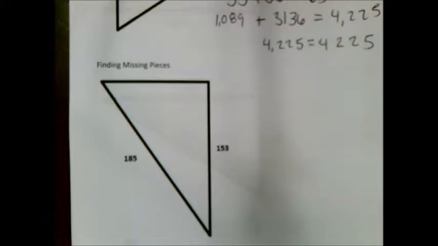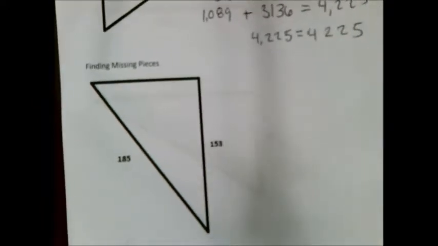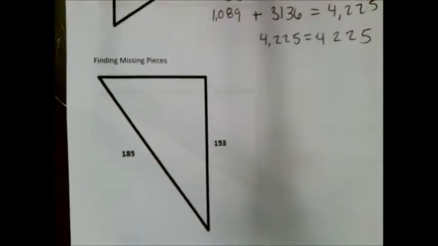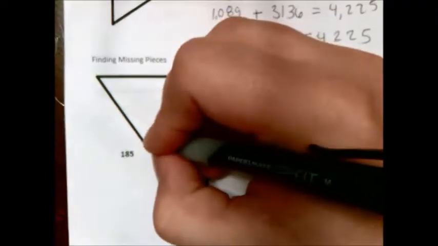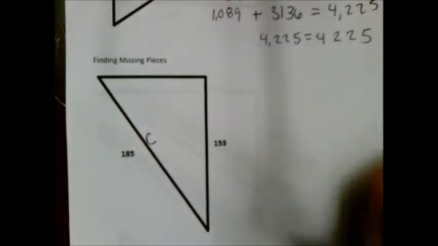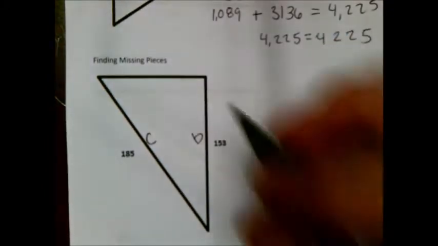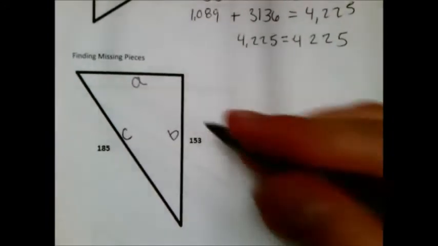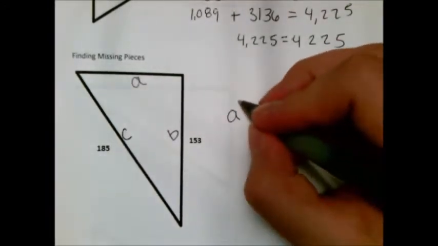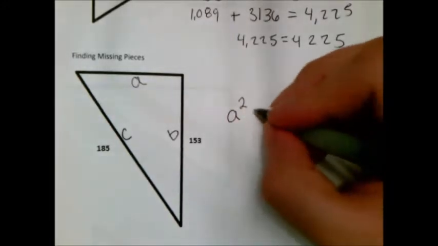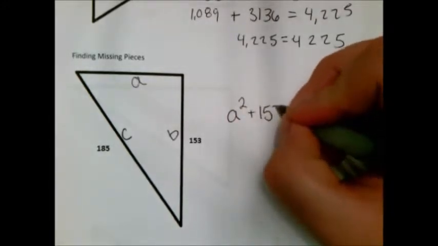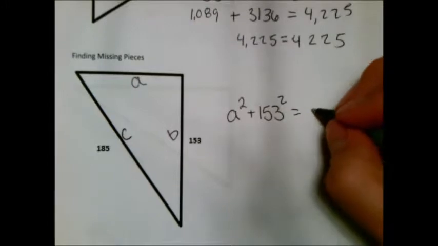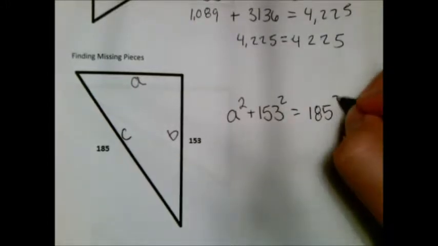Alright, so the diagonal is the longest side, so we know the longest side is 185. This is going to be our C. We'll call this our B, and our other leg, which we don't know, is going to be A. Because we don't know it, we're just going to label it as A squared. We know B, plus 153 squared equals our C, which is 185 squared.